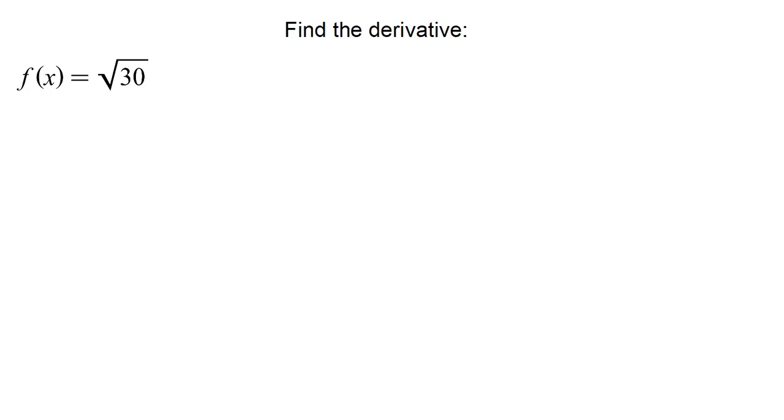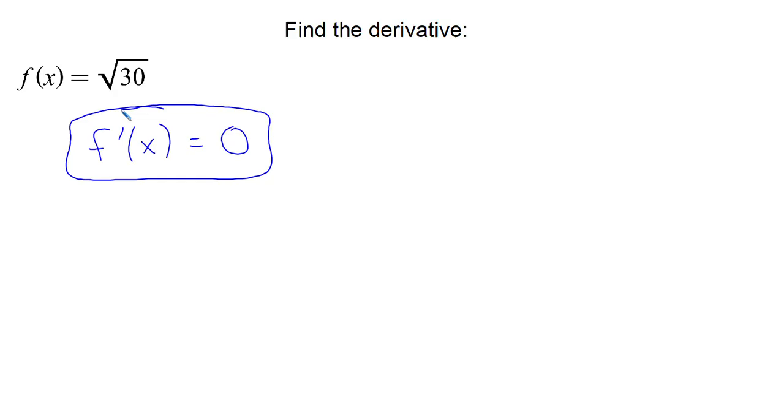First one here is just a really straightforward one. The square root of 30 is a constant, so the derivative of any constant is just 0. And that's it. It's not like 30 to the 1/2 and then you have to use the power rule. Don't do that. It's a constant. Its derivative is just 0.